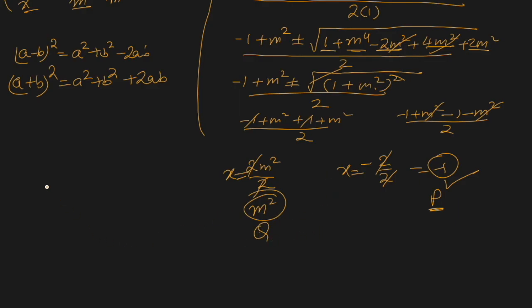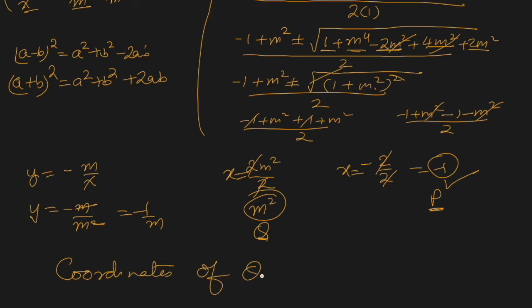Let's find the y coordinate by using the formula y equal to minus m over x. This was the equation of the curve, and Q lies on this, so we can use y equal to negative m over m square. M and m square cancel, negative 1 over m. So the coordinates of the second point Q, P was already known to us, are m square, this one, and minus 1 over m, the y part. I hope you understand this method as well.